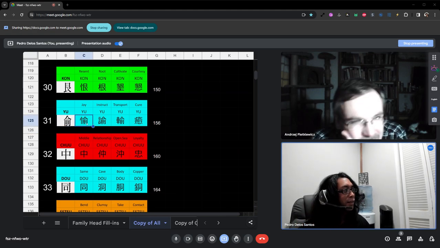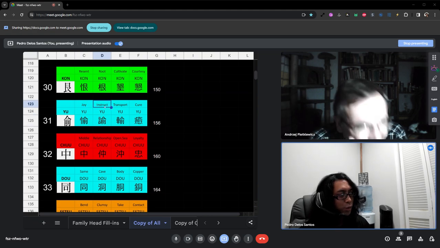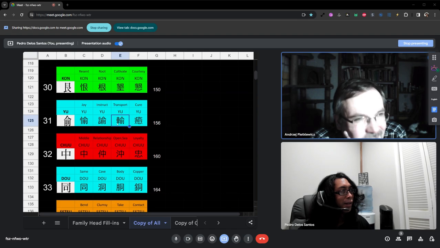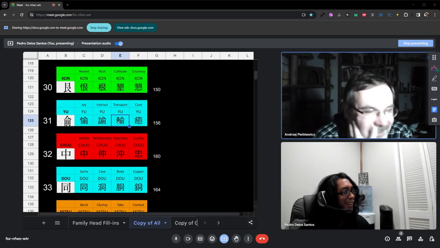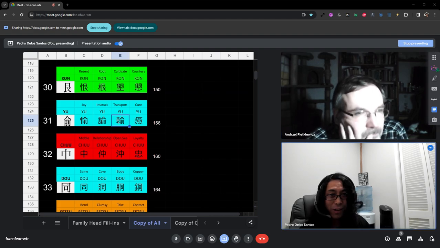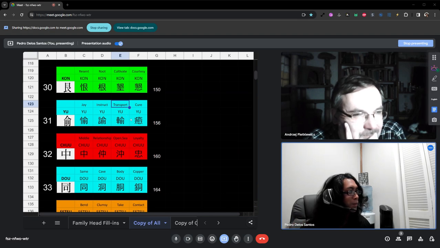So transportation. So you have heart and transportation. This means joy. You have words and transportation. This is instruct. And then you have the car or the carriage to transport, and it literally just means transport.